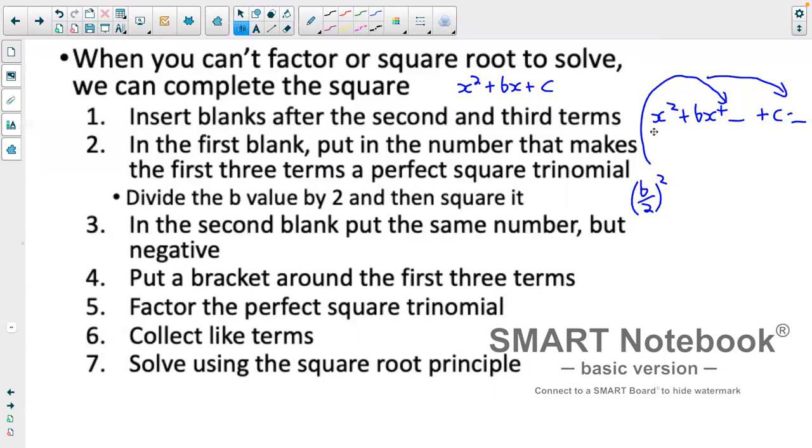We would then put brackets around our first three terms because we create a perfect squared trinomial of this. We would then factor this, combine like terms here, and then from there, we want to solve using the square root principle.